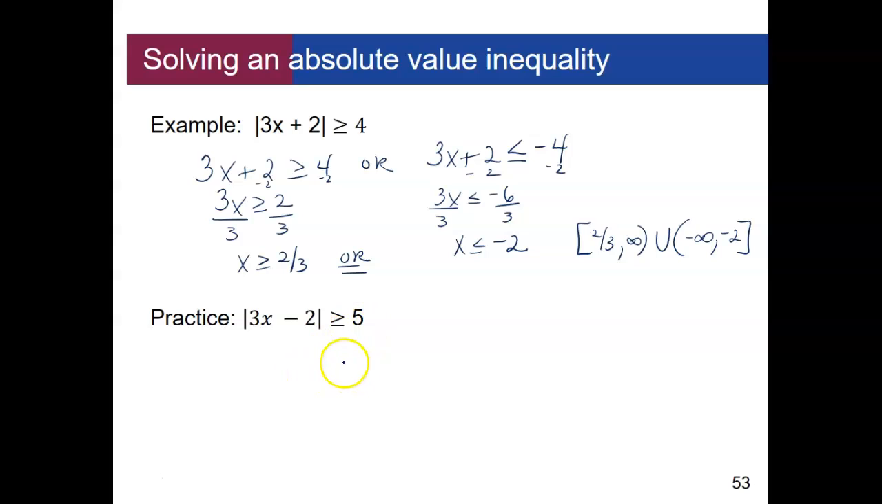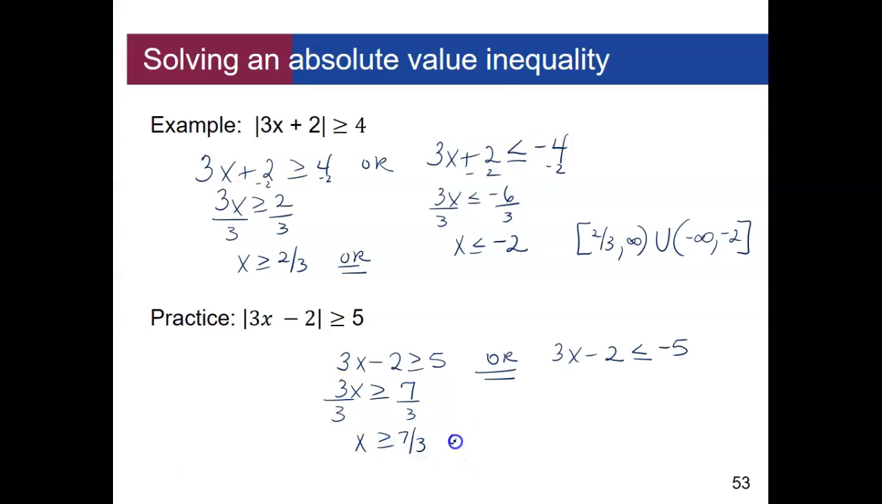Okay, when we go to set this up, we're going to do the 3x minus 2 is greater than or equal to 5. Again, this is a greater problem, so we've got the or there. And 3x minus 2 is less than or equal to -5. So change the inequality and make this a negative. So we'll have 3x is greater than or equal to 7, adding 2 to both sides. So x is greater than or equal to 7/3, or here we'll add 2 to both sides again, and we'll have -3. So divide by 3, x is less than or equal to negative 1.